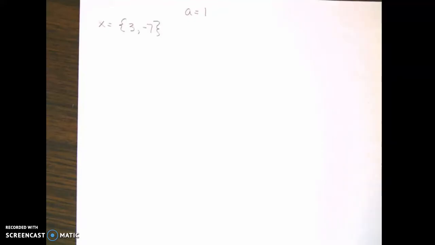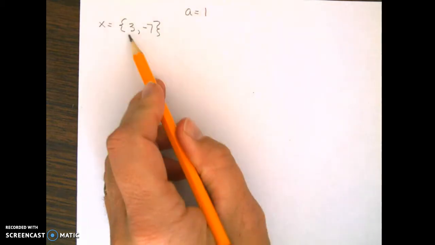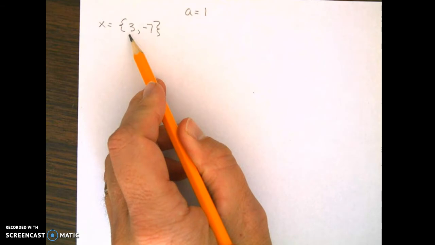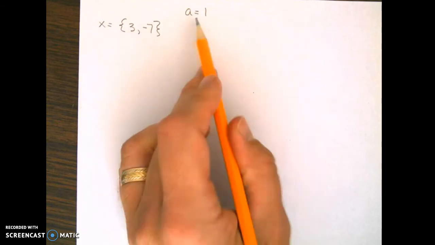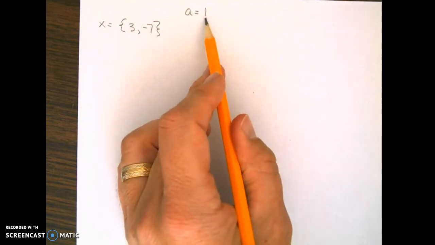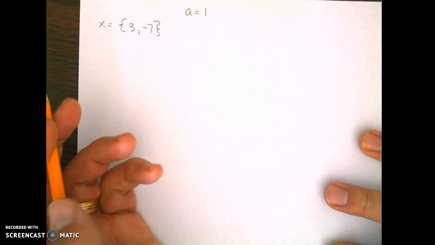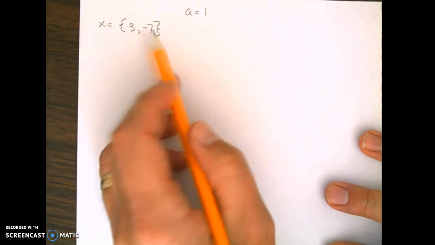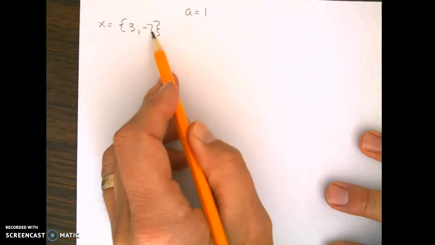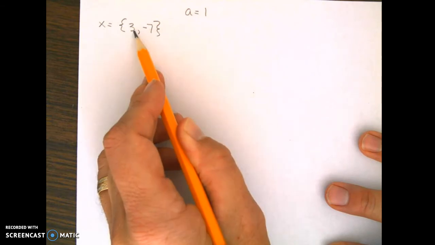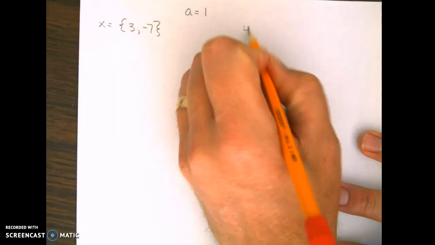Hey guys, we're going to go ahead and look at writing an equation in standard form when you're given the solutions to the quadratic equation, and we're assuming that the a value is equal to 1. So the first thing we want to do is put this into factored form. We know factored form looks like this.